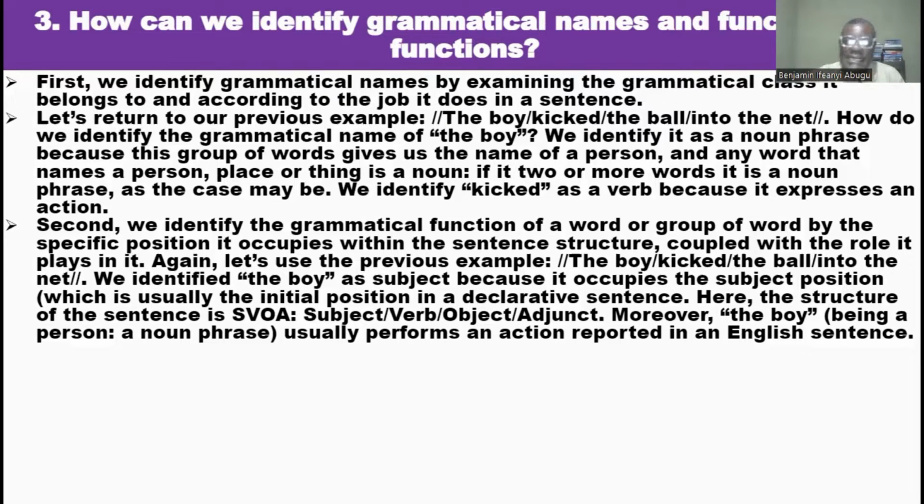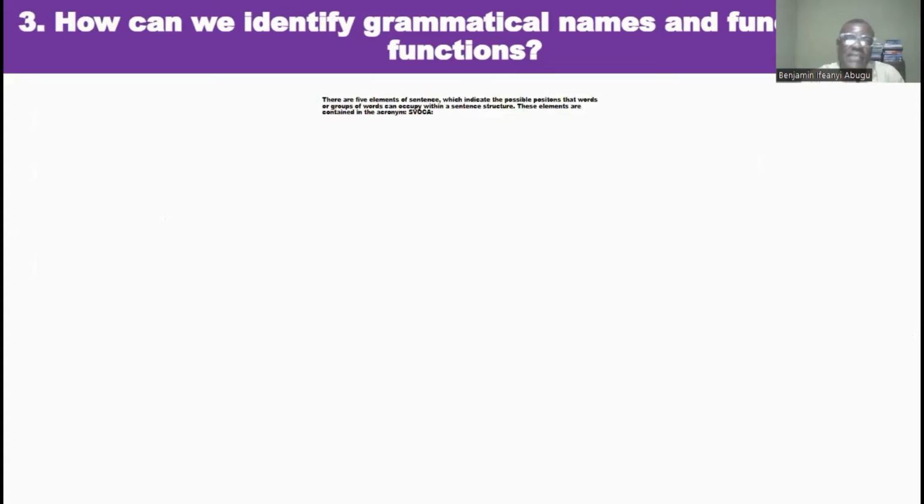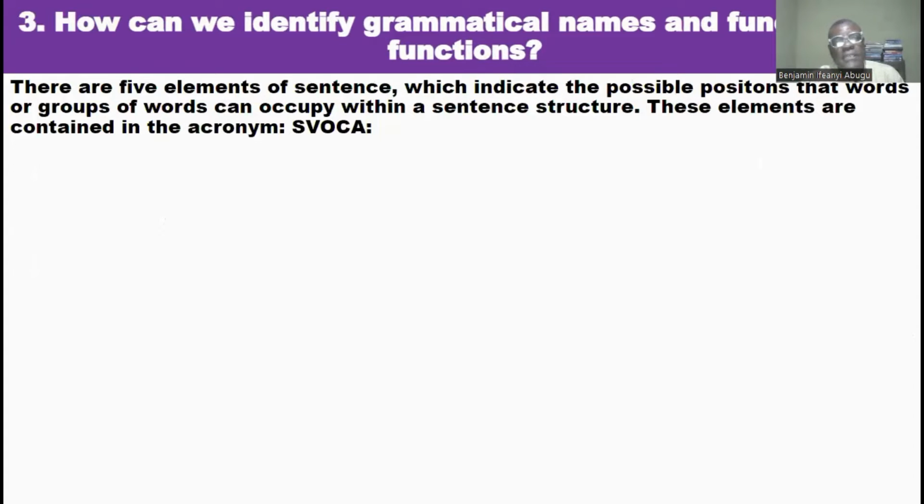Now you need to understand that the structure of the sentence we have given as example is SVOA: subject, verb, object, adjunct. Moreover, the boy, being a person, which is a noun phrase, usually performs an action reported in an English sentence, okay? Now, how can we identify the grammatical names? This is what we continue to explain.